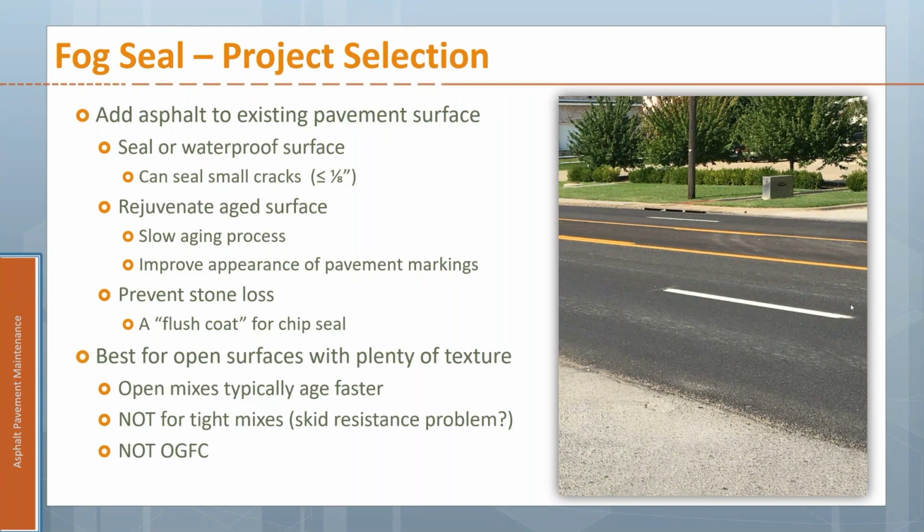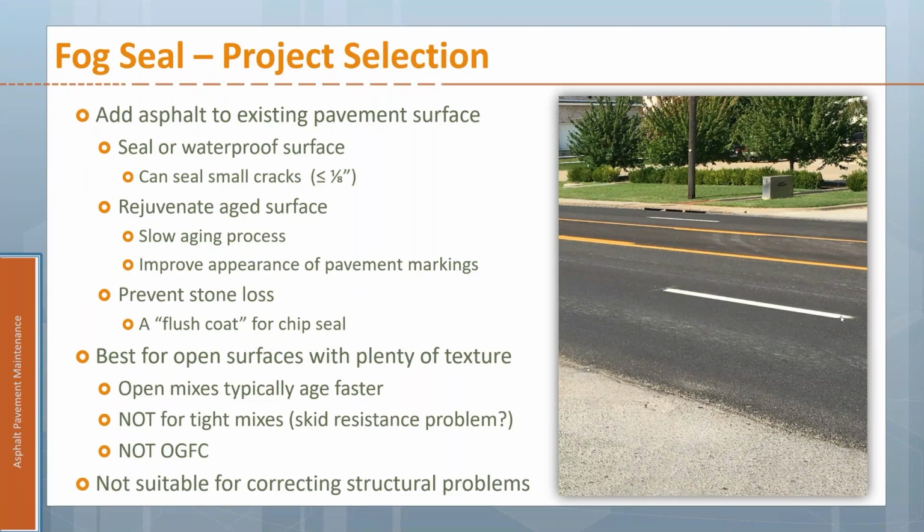One caution note on this, though, is your open graded friction courses are made to have extra friction. They're open graded, but you do not want to put a fog seal on those because they're made to take in water, made to let that flow and get off of the roadway. And if we try to seal that off, we're kind of going against the whole intent and purpose of that mix type.